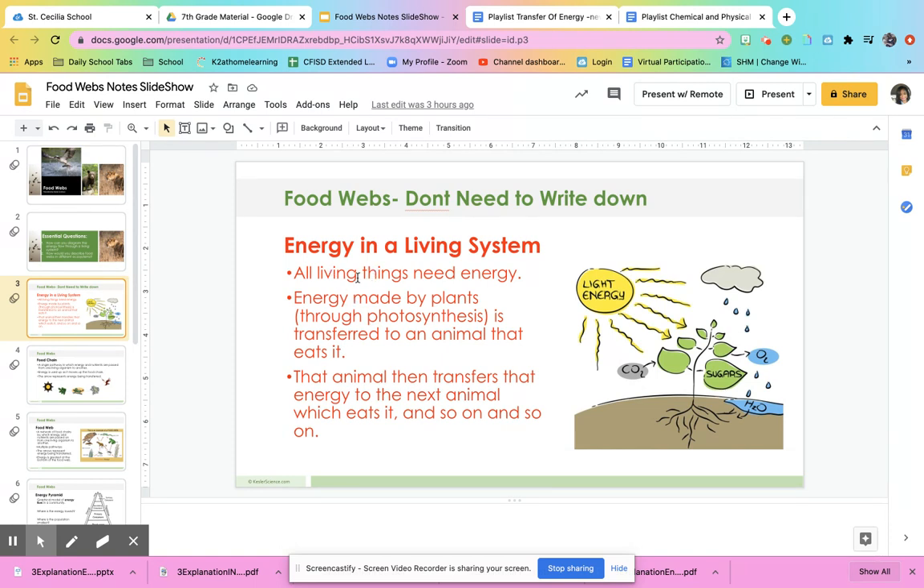So energy in a living system. All living things need energy. We already know this. We talked about this in photosynthesis last class lesson, basically. And we know that this is transferred to an animal that eats it, right? The energy from photosynthesis is. So that animal then transfers that energy to the next animal, which eats it. And then this is a process that goes on and on and on.